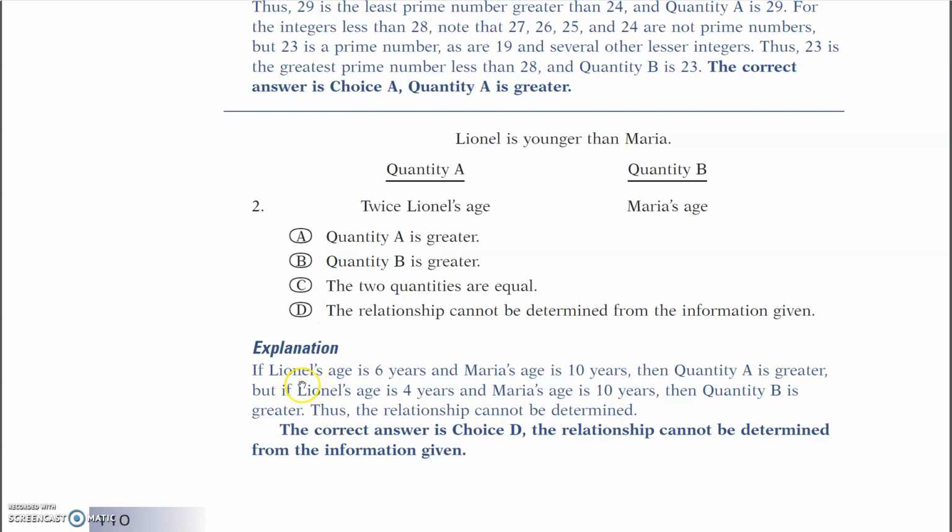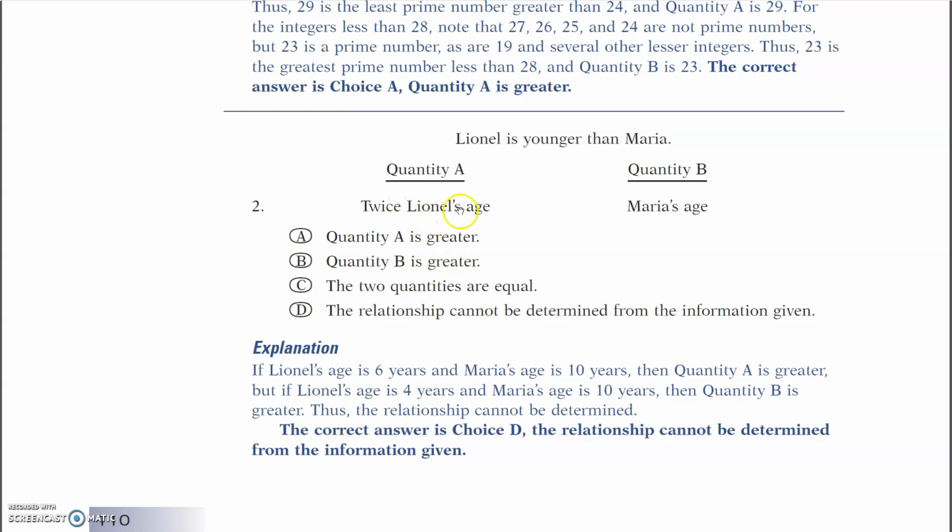Okay, they choose a number. So if Lionel's age is 6 years and Maria's age is 10 years, then quantity A is greater, because twice Lionel's age will now be 2 times 6, which will be 12. Now Maria will be 10, so A will be greater. That satisfies the first one. Then the second one: if Lionel's age is 4 years and Maria's age is 10 years, then quantity B will be greater.